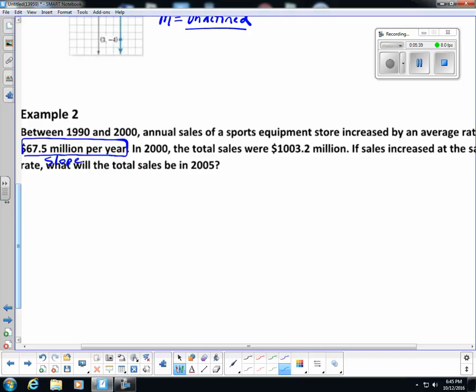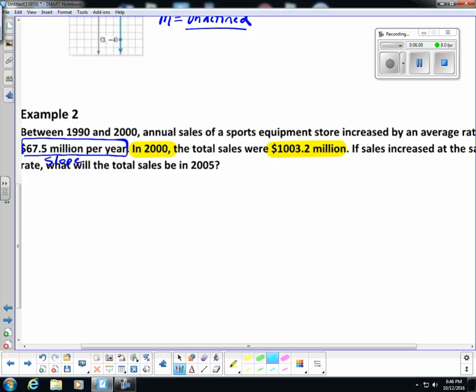Now, I know we don't have a line. We don't have a straight line here. So we're not accustomed to creating ordered pairs just out of information. Okay, but that's what you need to do in this situation. Here's your two ordered pairs. The year 2000, okay, it says in 2000, the total sales were $1,003.2 million. Okay, so there's the information for one ordered pair.